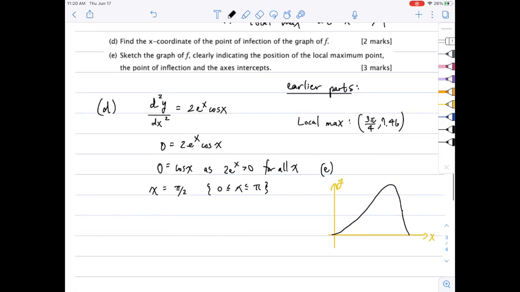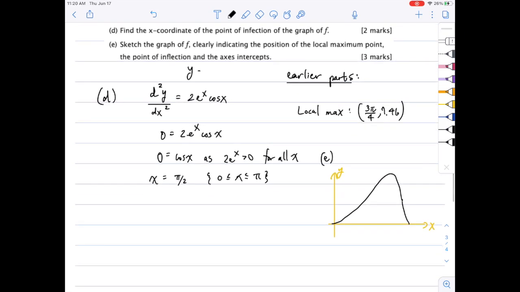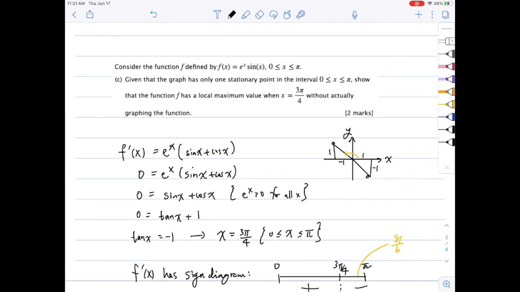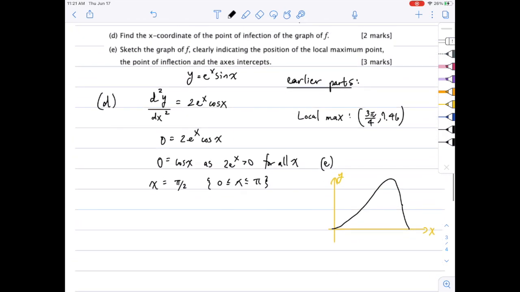The function that we're dealing with is y equals e to the x sine x. Okay, let me just verify that that's correct. Yep. So e to the x sine x, the e to the x part is always positive. It will be 0 when sine x is 0. Sine x is going to be 0 when x is 0, and when x is pi. So you don't really need the GDC to figure out these coordinates. The local max value here, we know it's 3/4 of a pi, comma 7.46.